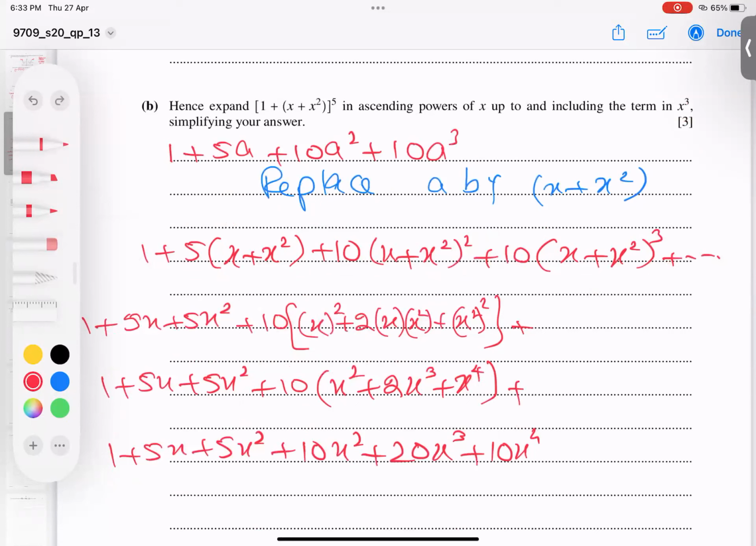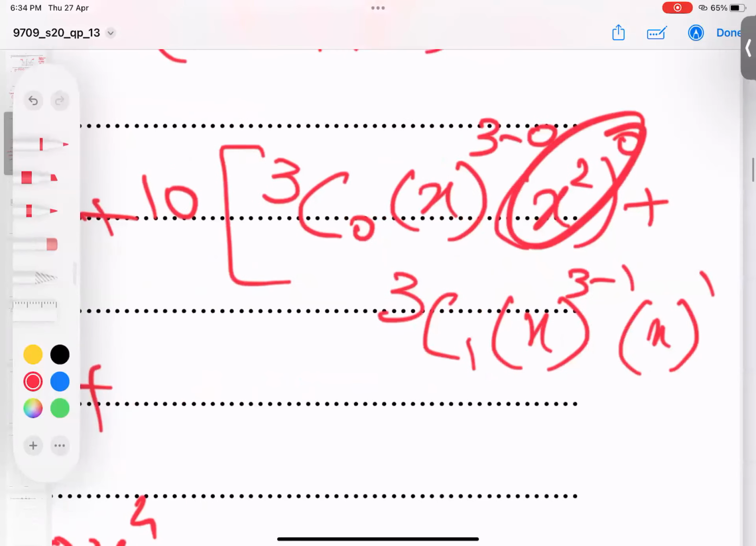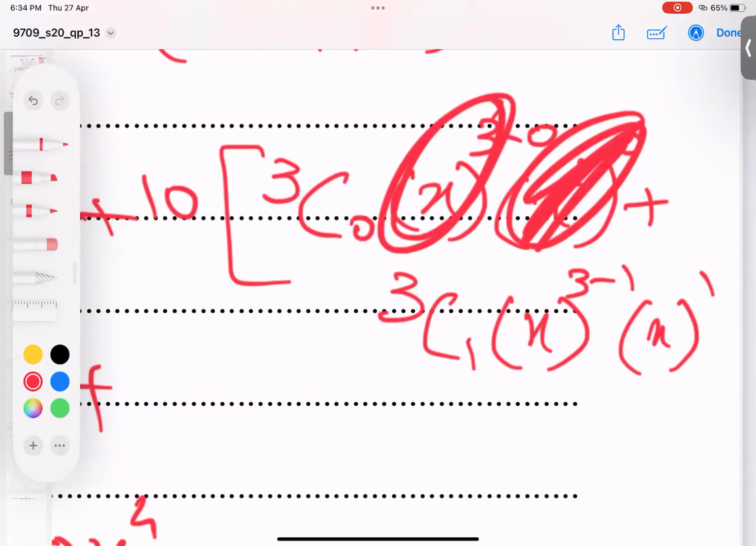How to do this one? Power 3 is there. Naturally, if I expand it, what is the first term? First term is 3C0, first term to power 3 minus 0, and second term to power 0. Let me show the second term once and then I erase: 3C1, x to power 3 minus 1, and x to power 1. Hold on. This is 0, it is gone. And the highest power of x coming is 3.